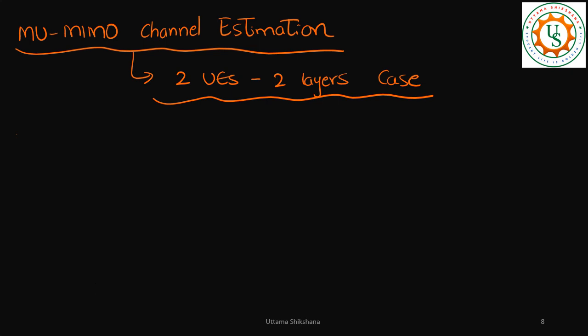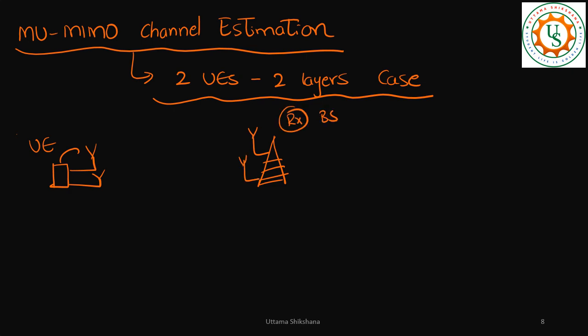Okay, so for that, let me take a UV having two layers. Okay, now let's say if we have two layers, then definitely what do we need? We need minimum two antennas at the receiver side, right? Or the base station side. Okay, that is one requirement.